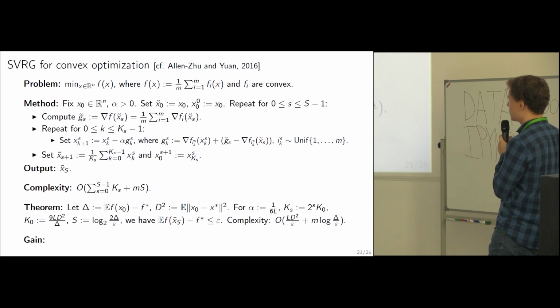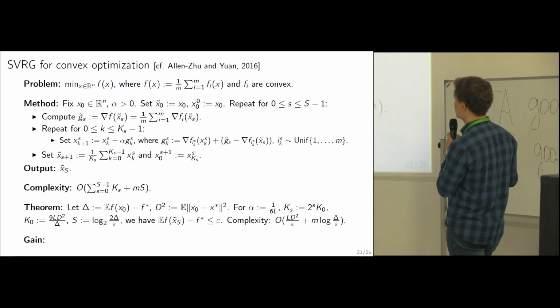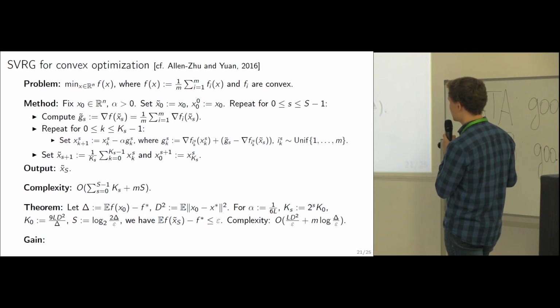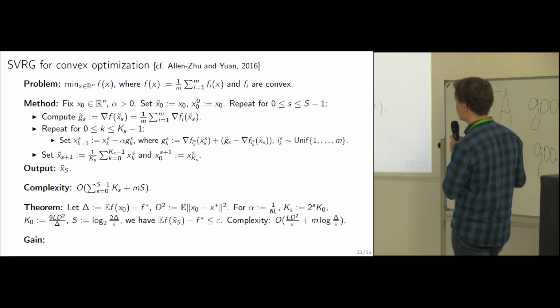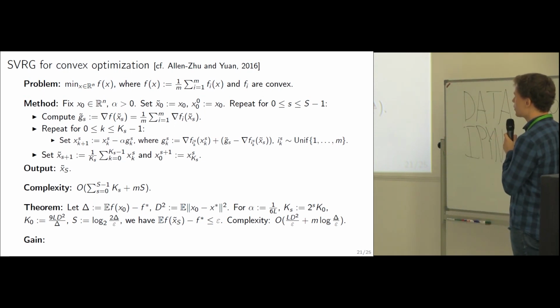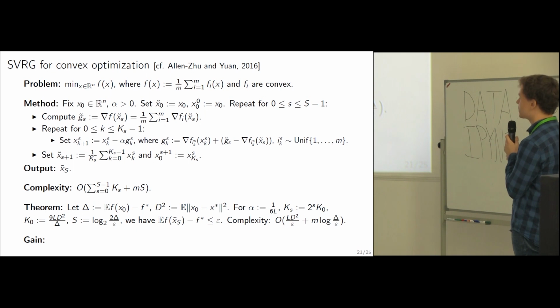So again, we replace S by the logarithm. This is a very small function. And it turns out that this sum, the sum of the sizes of inner iterations, grows like this. I recall to you, this is the complexity of the standard gradient method. So it turns out that this SVRG method basically gives us the same speed as the gradient method, but each iteration of this method is m times cheaper.